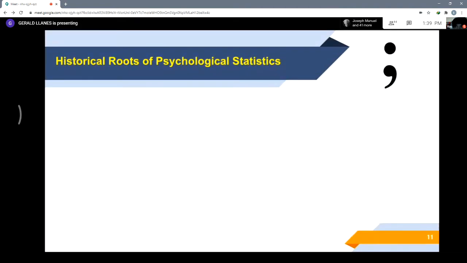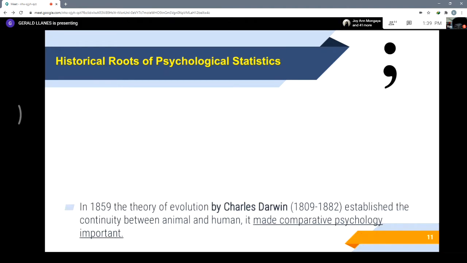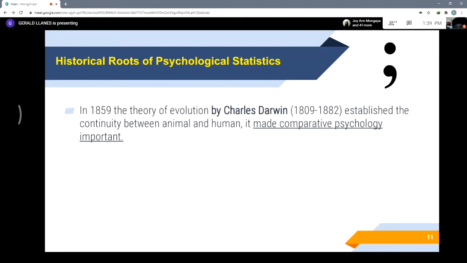Simulan natin kay Charles Darwin. In 1859, the theory of evolution was proposed by Darwin. He established the continuity between animal and human, and it made comparative psychology important. Okay. Now the question is, what is comparative psychology? May nakakaalam ba kung anong comparative psychology?